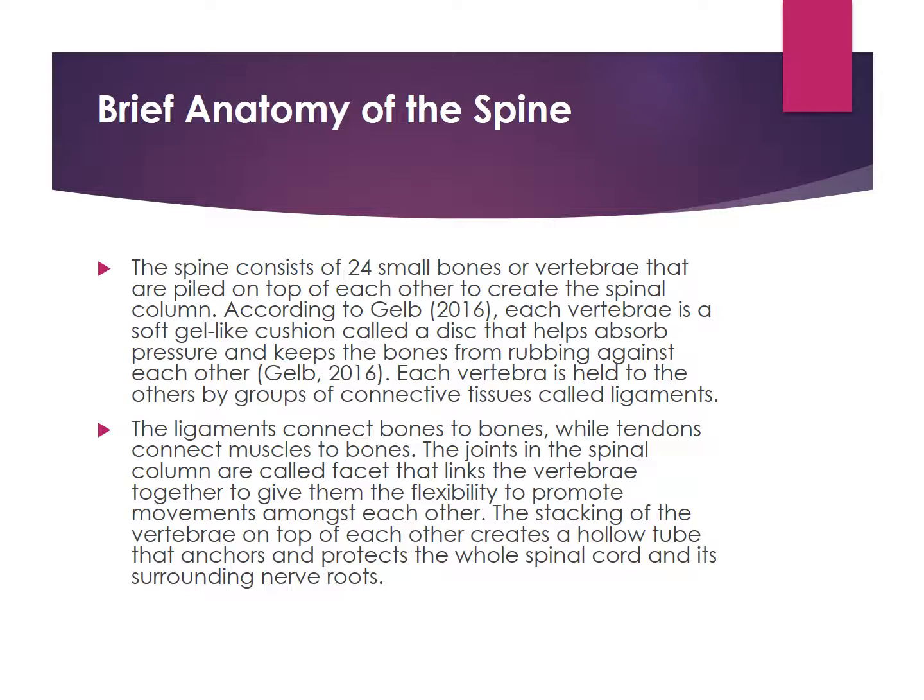Each vertebra is held to the spine by other groups of connective tissues called ligaments. The ligaments connect bones to bones, while tendons connect muscles to bones. The joints in the spinal column are called facets; they link the vertebrae together to give them the flexibility to promote movement among each other. The stacking of the vertebrae on top of each other creates a hollow tube that anchors and protects the whole spinal cord and its surrounding nerve roots.